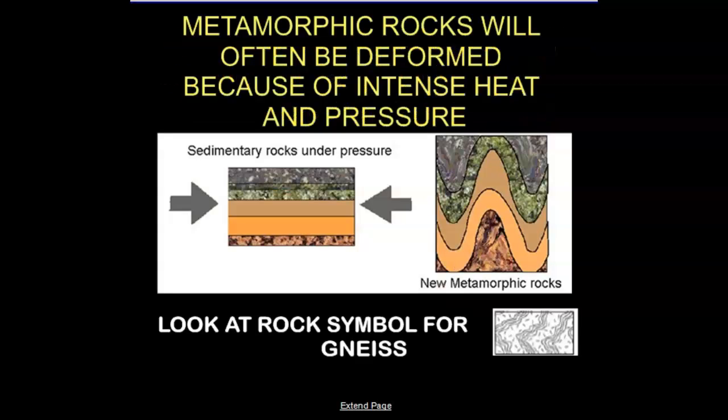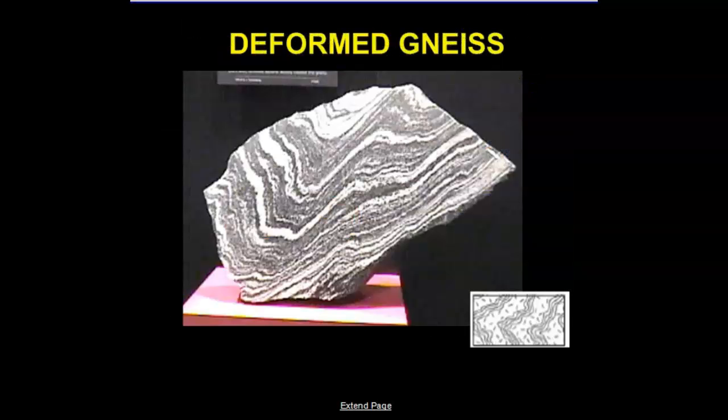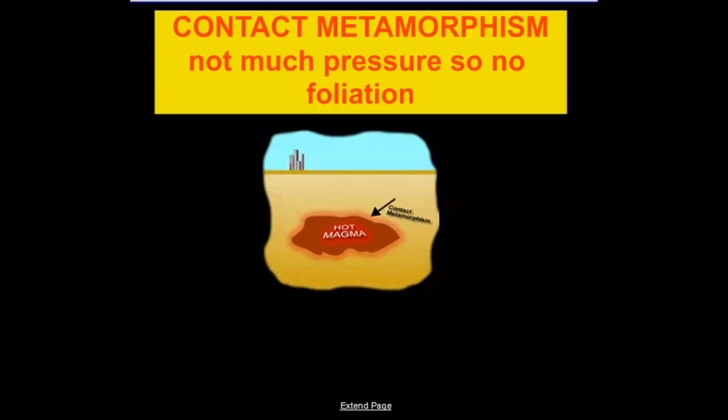Metamorphic rocks are often deformed because of this intense heat and pressure. If you look at the rock symbol for gneiss on page 7, you can see that the symbol shows some distortion. Here is an example of a deformed gneiss. Most of the regional metamorphosed rocks are foliated because of the pressure.